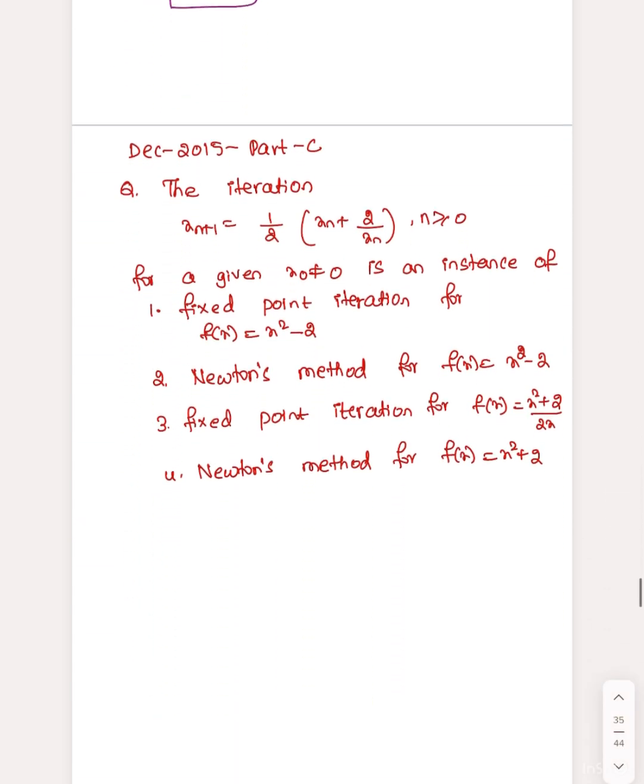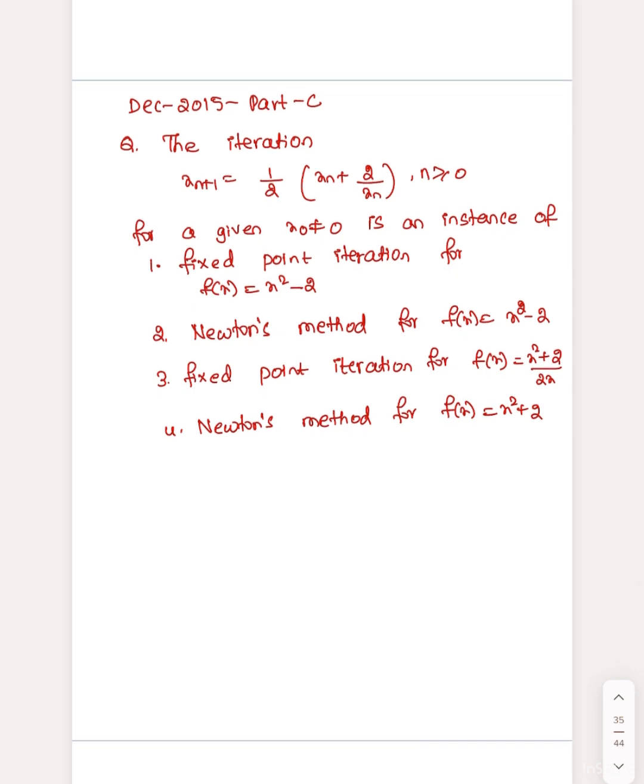Now one more question from December 2015, which is from part C, which says the iteration scheme xn+1 = (1/2)(xn + 2/xn) for n ≥ 0 and a given x0 ≠ 0 is an instance of. So that means this iteration scheme is obtained by which function? The options are fixed point iteration for f(x) = x² − 2, Newton's method for f(x) = x² − 2, fixed point iteration for (x² + 2)/2x, Newton method for f(x) = x² + 2. So just see, we have some different functions.